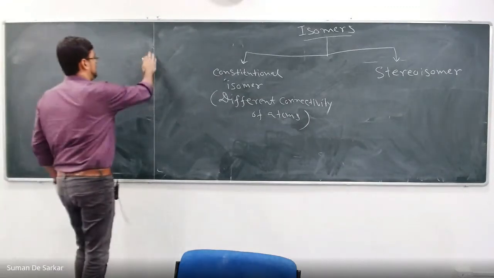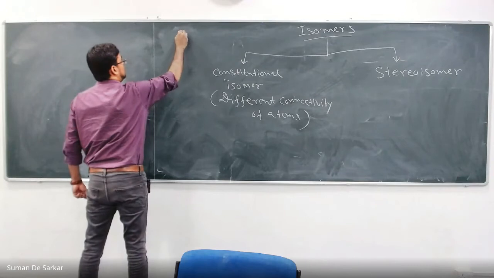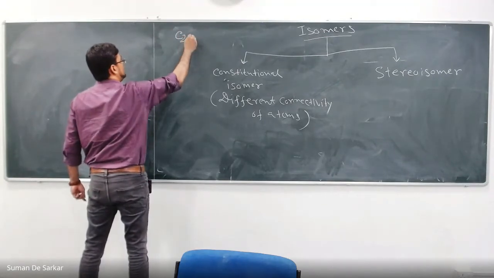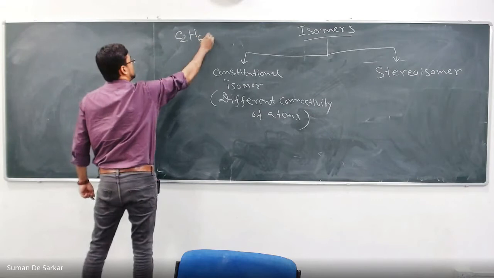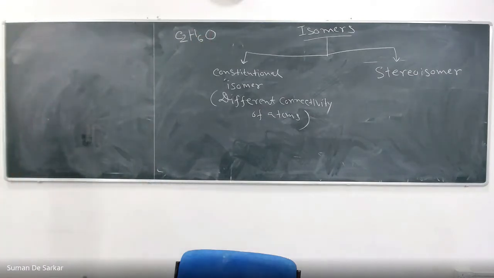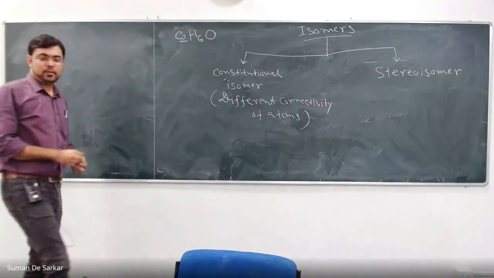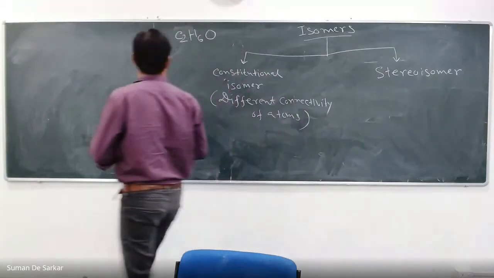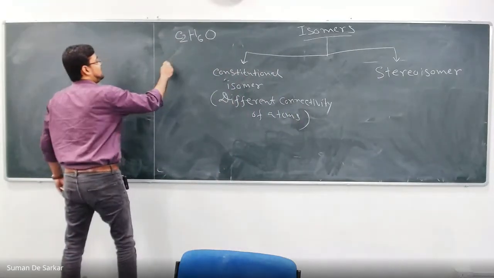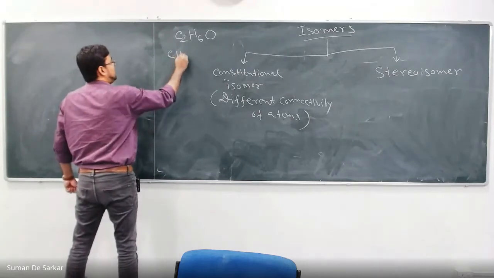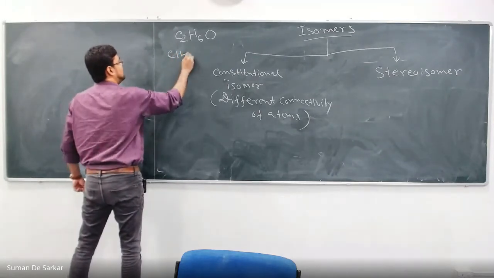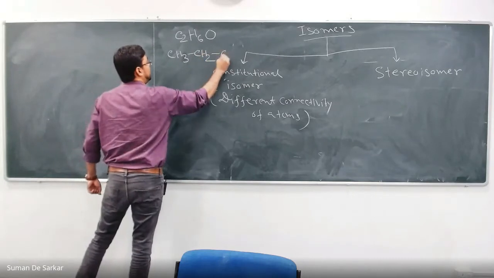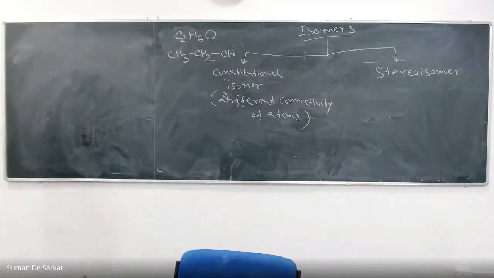Let me give you one example. Let us take the formula C2H6O. Can you please name one molecule with this chemical formula? Ethyl alcohol. Very good. My favorite molecule, ethanol, CH3CH2OH. One more? Dimethyl ether. Very good. Dimethyl ether.